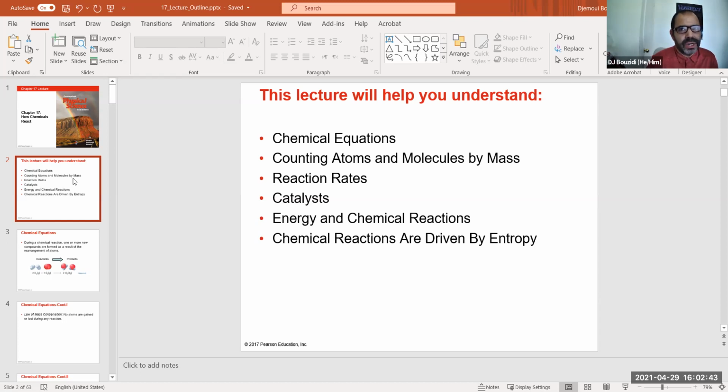And chemical reactions can come in two different shapes, basically, when it comes to energy: either the ones that require energy for them to happen, and those are endothermic chemical reactions, and there are chemical reactions that actually give you energy, excess energy. Those are exothermic chemical reactions.